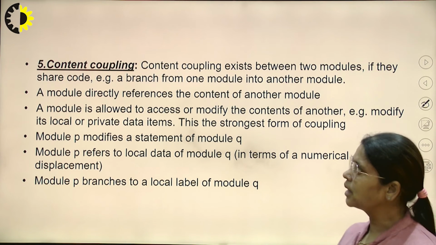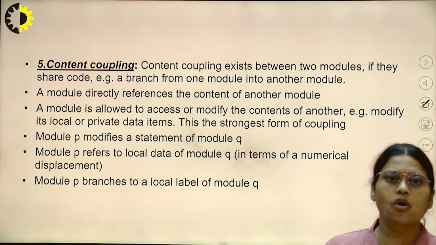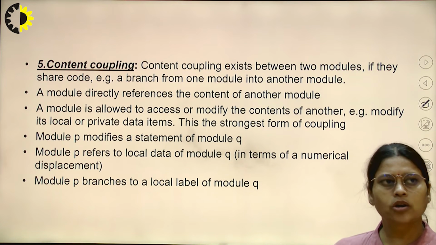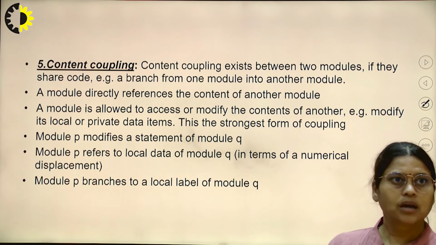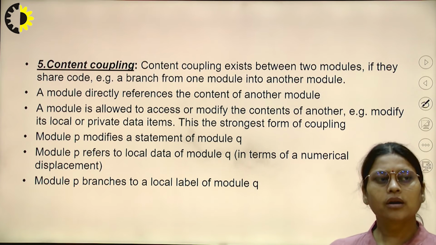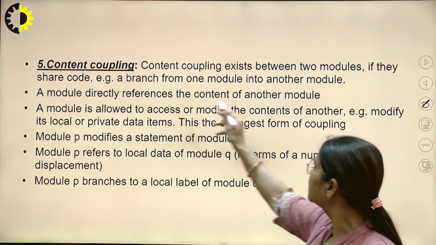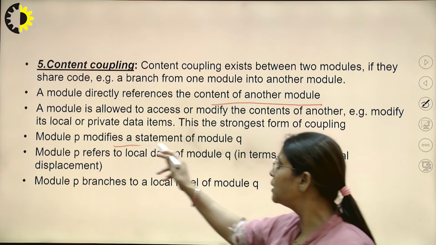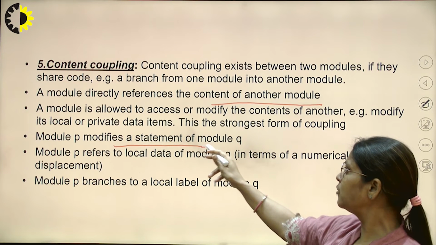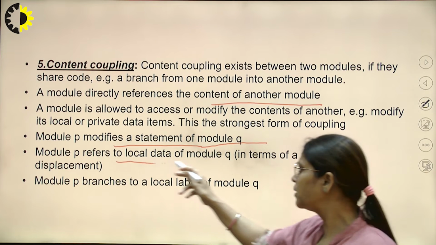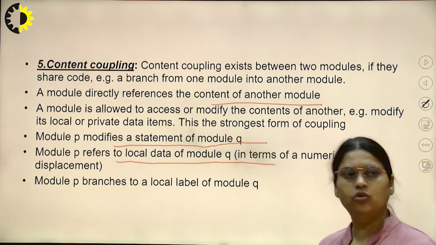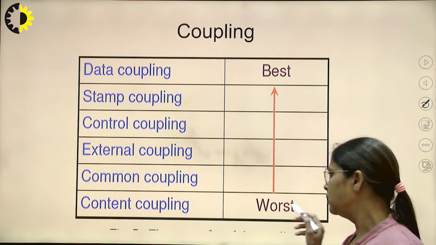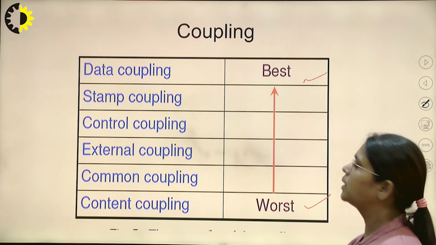And the last is content coupling. It is a strong form of coupling, or a worst coupling. It exists between two modules if they share code, such as a branch from one module to another, or we can say that a module directly references the content of another module. For example, if module P modifies the statement of module Q, then module P refers to the data of module Q. So, as we have seen all types of coupling, content is the worst coupling and data is the best coupling.